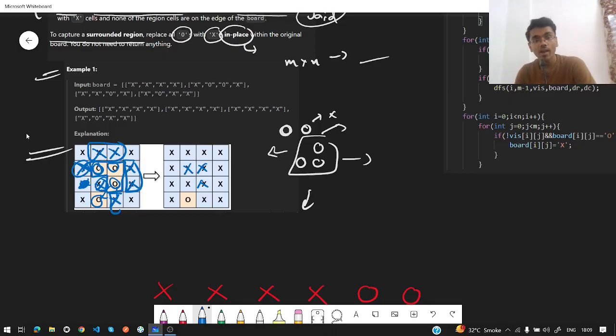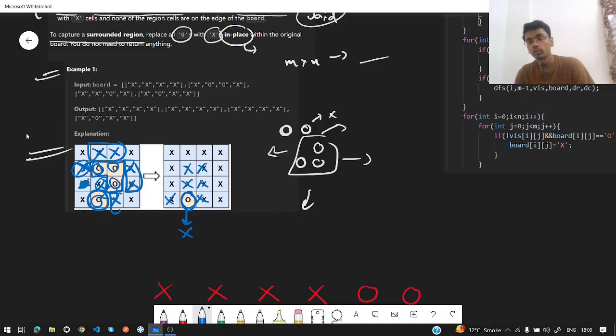Now why did this particular O remain as it is? Because it is surrounded with X also, but not in all the directions. You can see it is on the border or edge of the board, so there will be no X in the downward direction, so it remained as it is. So this is simply what the question is saying.